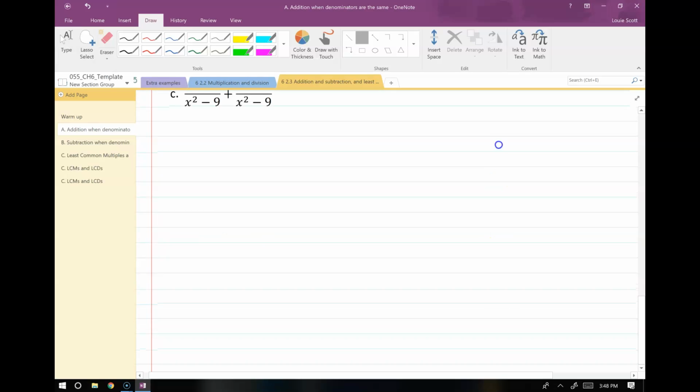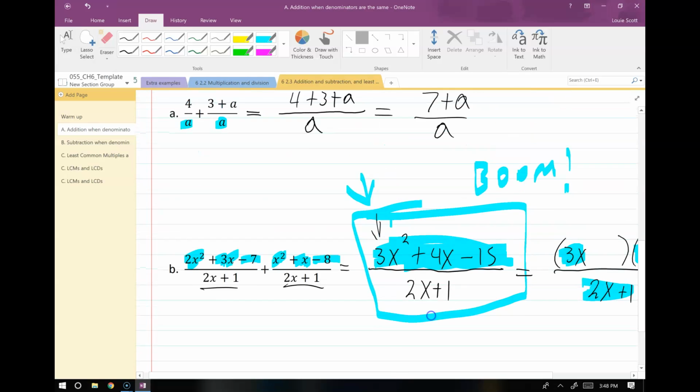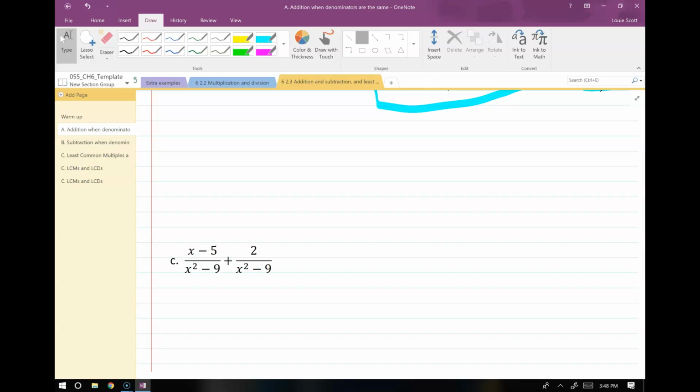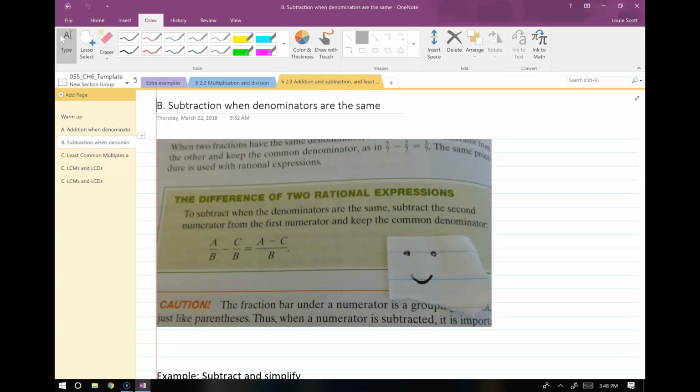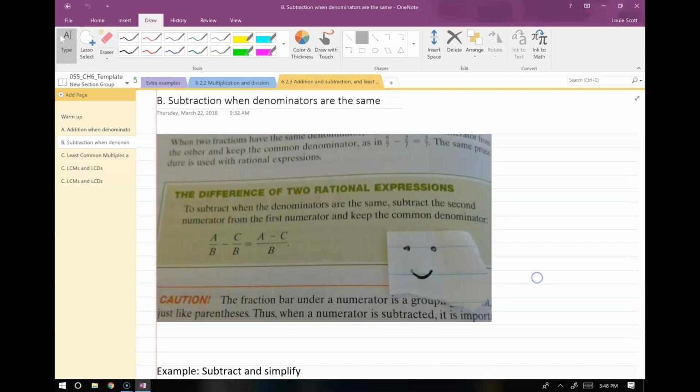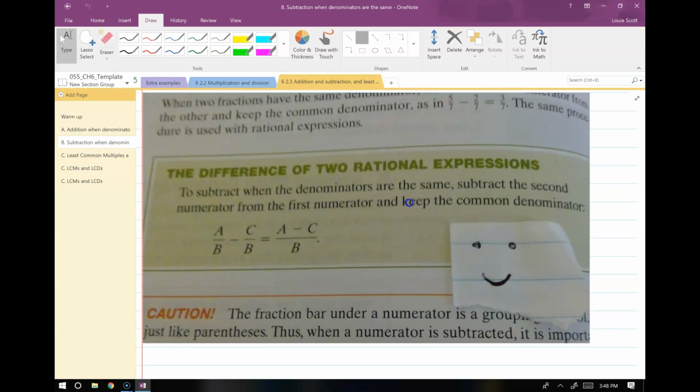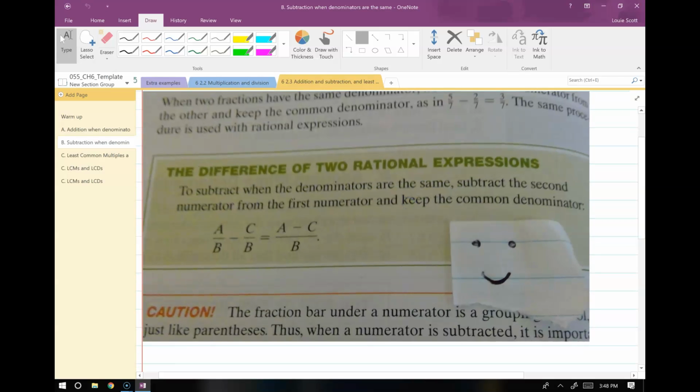I also noticed that my time is running a little bit short, so I'm going to start moving on, because those are the easy examples. Okay, subtraction when denominators are the same. This looks almost exactly the same except it's subtraction. There's even a smiley face on this.